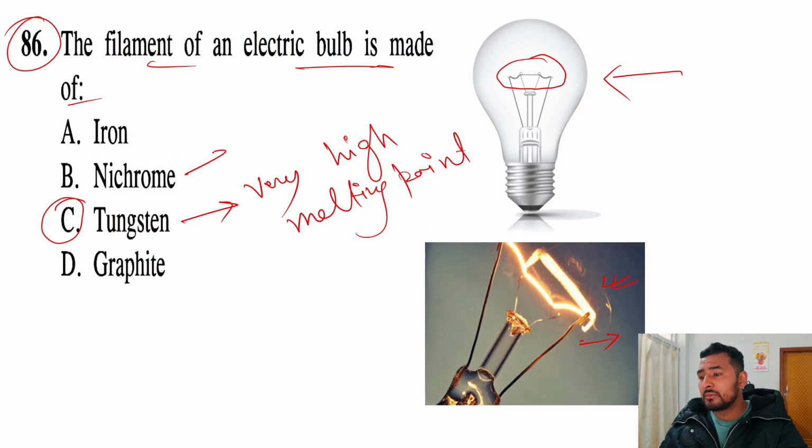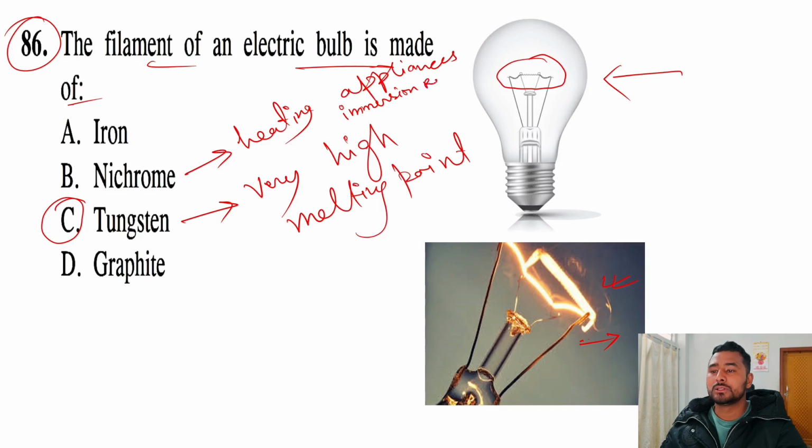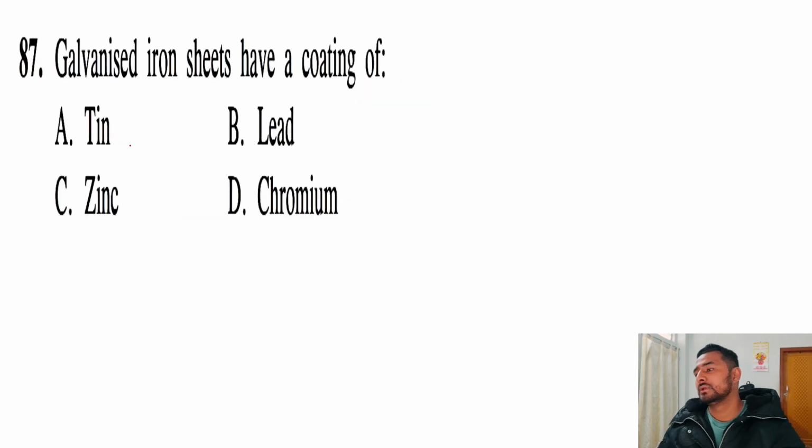So what is nichrome, where do we use it? Nichrome, remember, you might get in upcoming exam, in heating appliances. An example of these heating appliances, you all have seen, immersion rod, which we use to warm water. And some heaters also use nichrome. Graphite, you all know, pencils, and then iron, you all know, nail and all. So let's go for the next question. I hope it is clear.